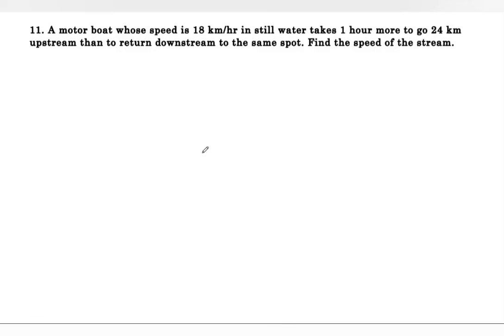A boat whose speed is 18 kilometers per hour in still water takes 1 hour more to go 24 kilometers upstream than to return downstream to the same spot. Find the speed of the stream.